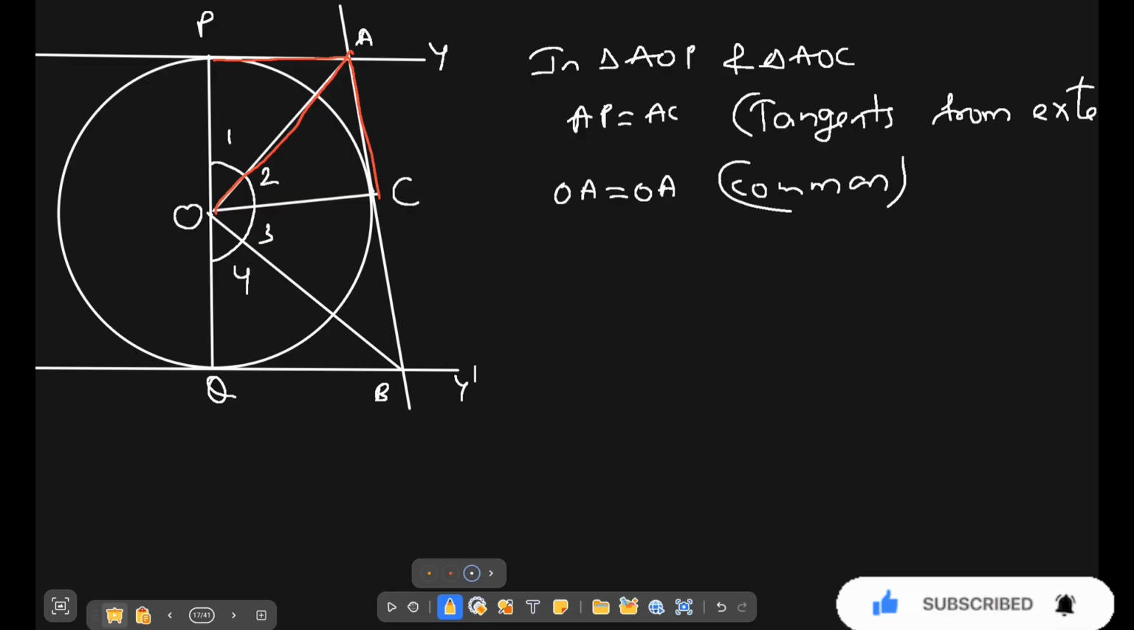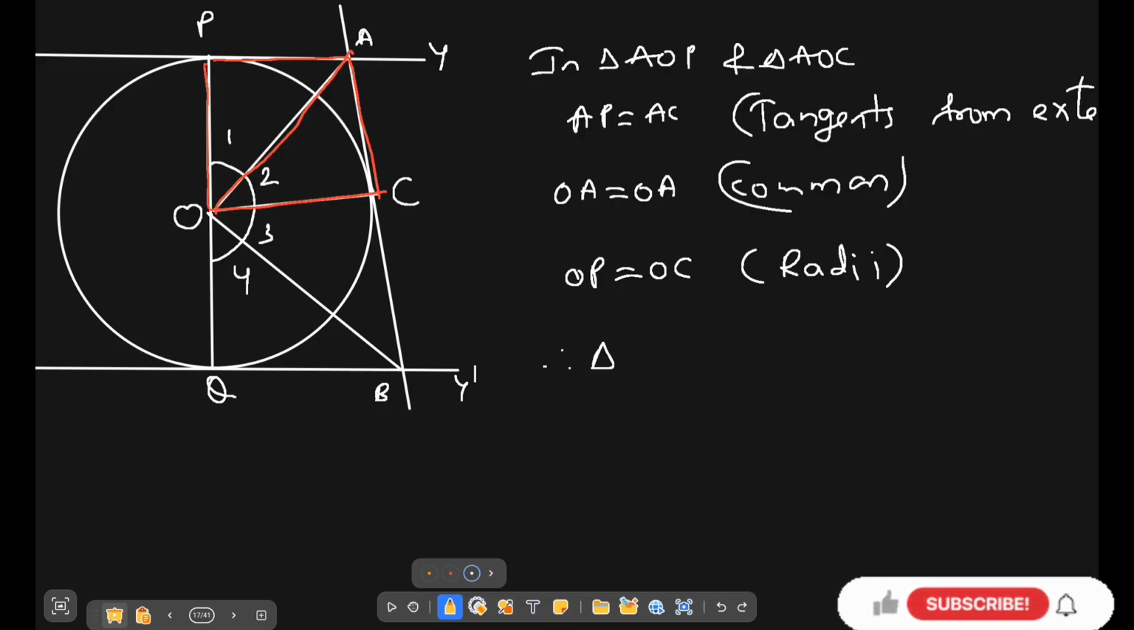And next, OC is equal to OP, because they are radii of the same circle. So three sides of the first triangle are equal to three sides of the other triangle. Therefore, these two triangles are congruent. Triangle AOP is congruent to triangle AOC. This is by SSS congruency.